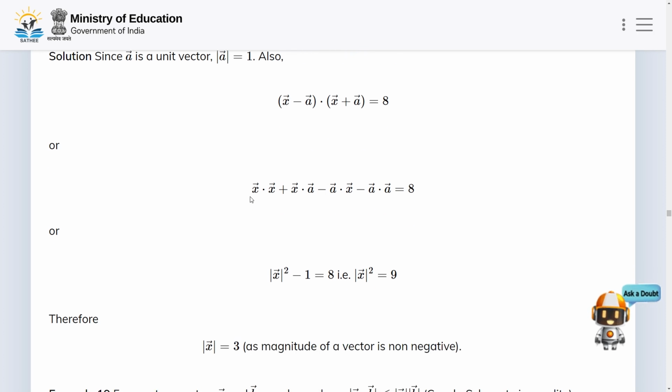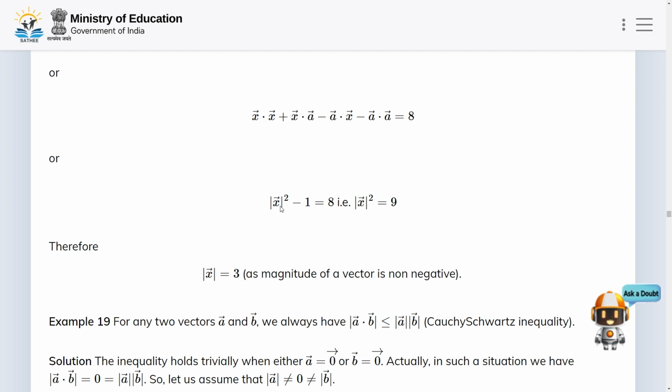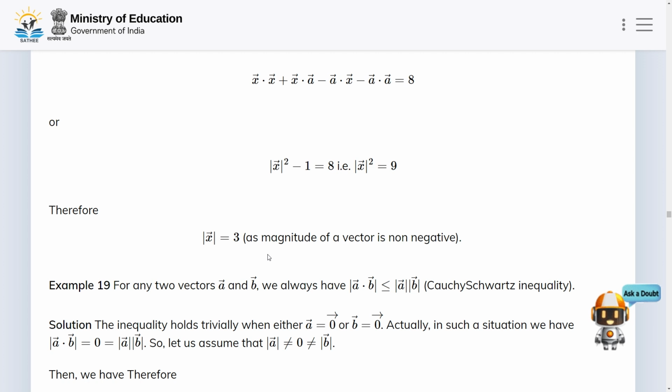You will have vector x multiply with x, dot product of x and a, dot product of a and x, dot product of a and a. This will be square of magnitude of x, this will be square of magnitude of a, this will just cancel. You will have square of magnitude of x minus 1 is equal to 8. This means square of magnitude of x is equal to 9. This means x will be 3. Clear? I hope it is clear to you.